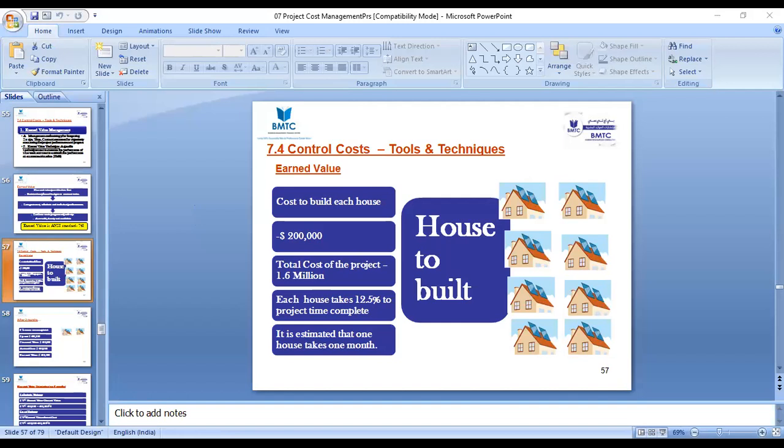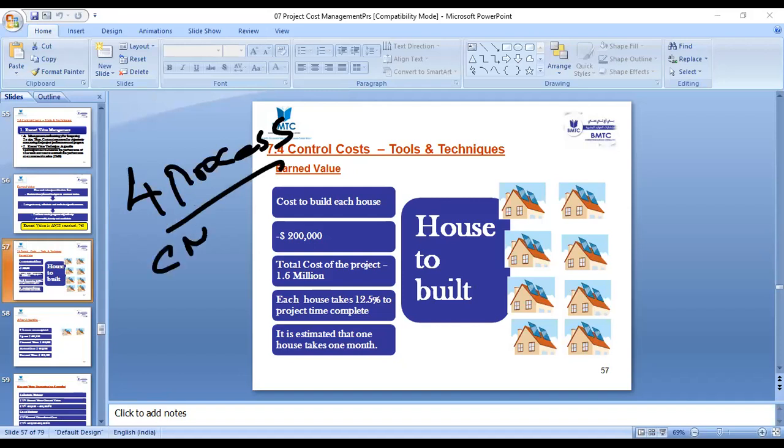So last class we started with the cost management topic. So total, how many processes do we have to support the cost management? 4 processes. Yeah, we have 4 processes, right? So the first one, as usual, we need to take the cost management plan, where we need to define the proper guidance for the subsequent processes.